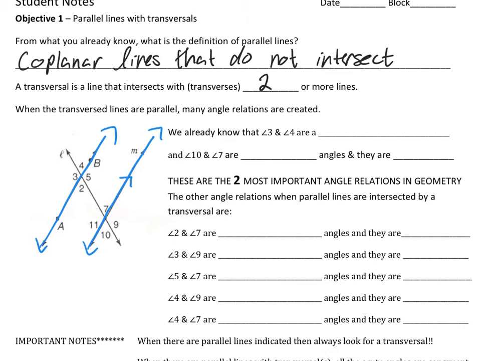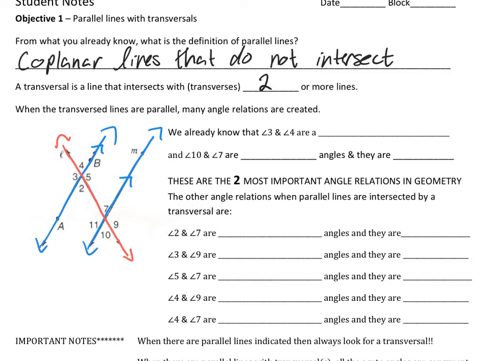And remember, we could put little arrows on them to mark that. Our transversal in this problem is this red line, line L, that is intersecting both of these lines. When we do that, we create 8 different angles. I'm not sure why they're labeled 2 through 11. We could label them 1 through 8, but it creates 8 different angles, right? 4 up here, 4 down here.